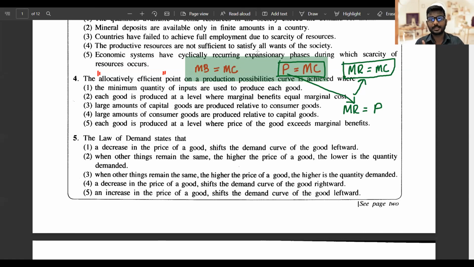Okay, clear? Is that clear or not? I want responses quickly.